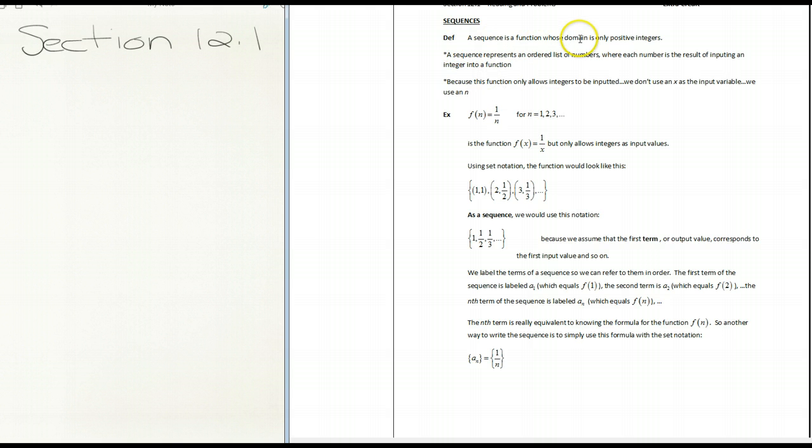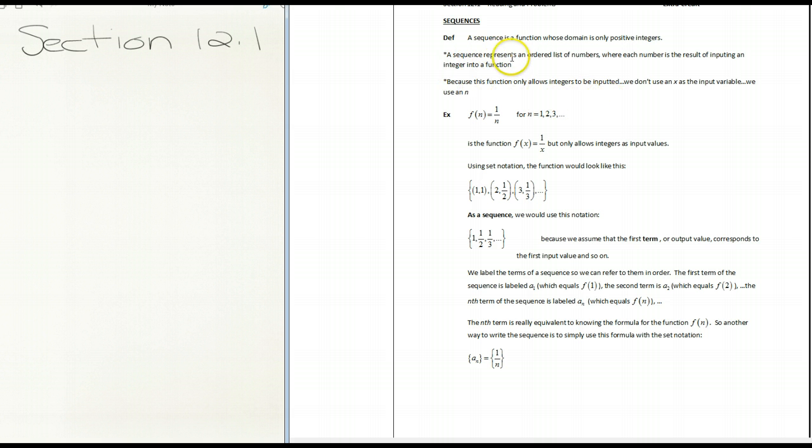A sequence is a function whose domain is only positive integers. So this is just a fancy or very specific kind of function. Remember that a function has an input and an output, and a sequence is a kind of function, but its inputs are only allowed to be positive integers. Remember, positive integers are 1, 2, 3, 4, 5, 6, and so on, right? So we're only allowed to plug in the counting numbers.